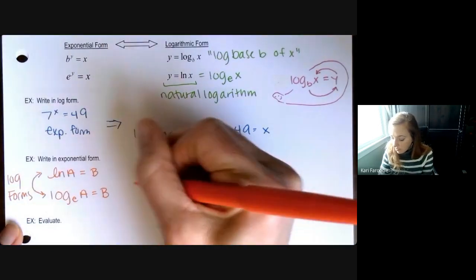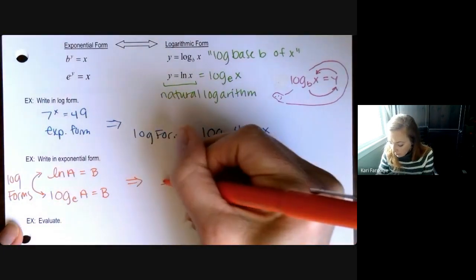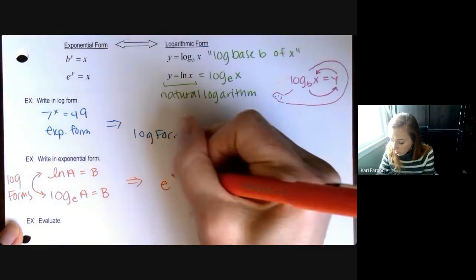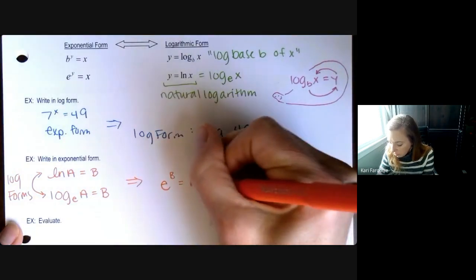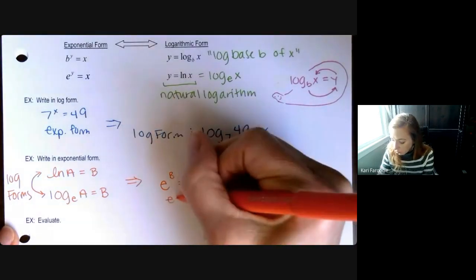And now if I'm going to write this in exponential form, I'm going to take the base e to the exponent. A logarithm is an exponent. Get a. That's it. This is your exponential form.